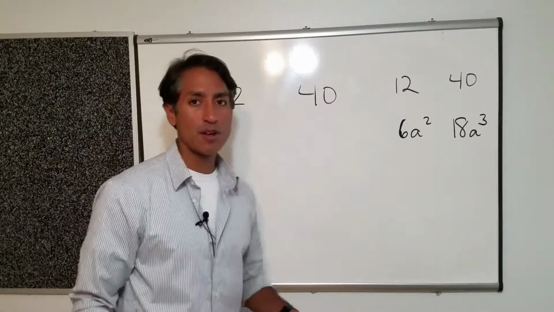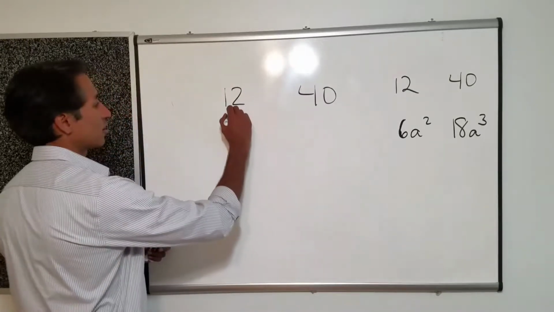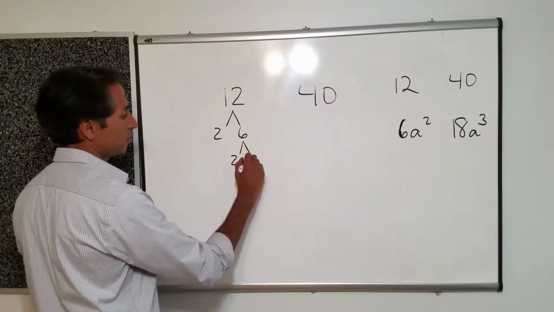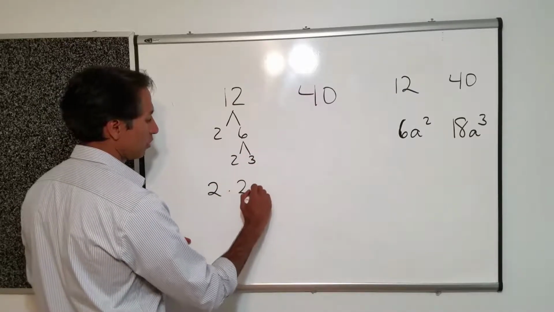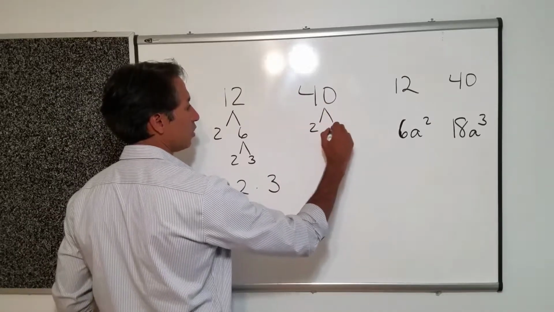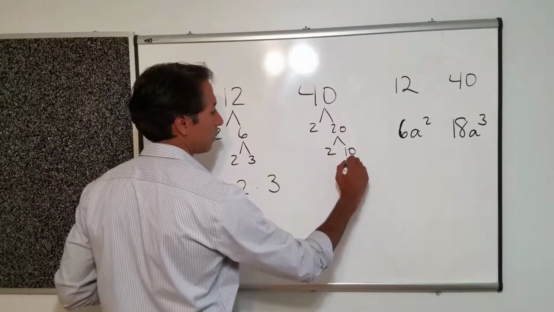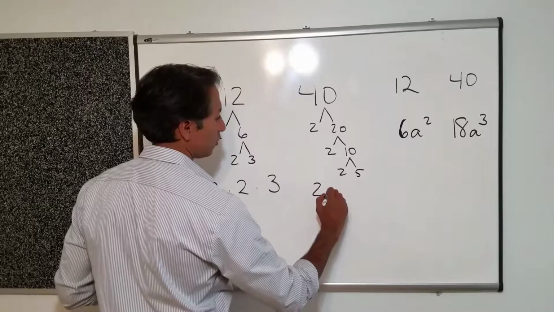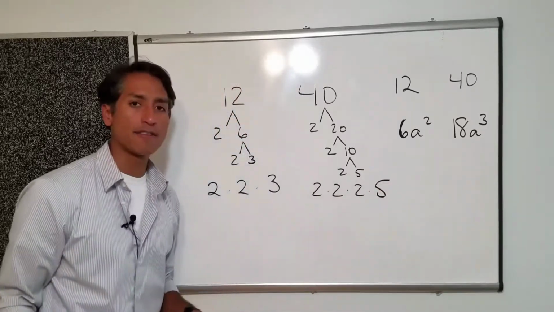Okay, the first thing I'm going to do is my prime factorization of both numbers. What makes a 12? 2 and 6. What makes a 6? A 2 and a 3. Okay, so I have a 2 and a 2 and a 3. What makes a 40? A 2 and a 20. What makes a 20? A 2 and a 10. What makes a 10? A 2 and a 5. So I have 2 times 2 times 2 times 5.